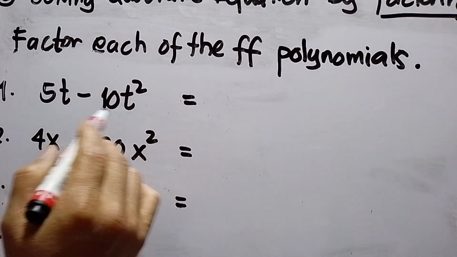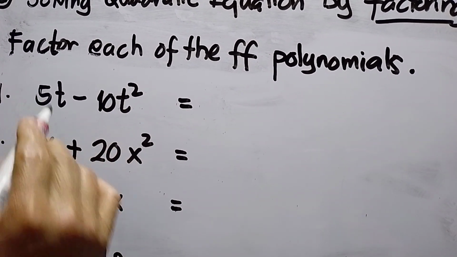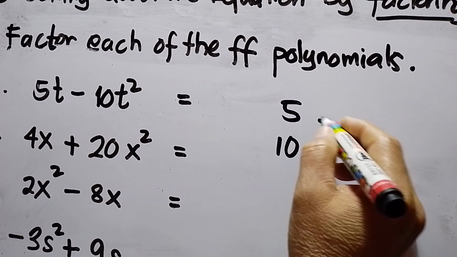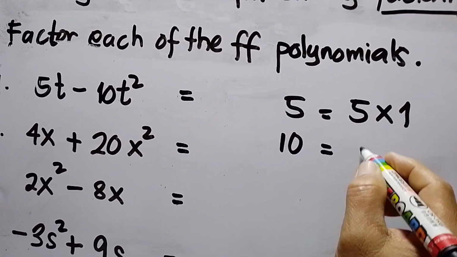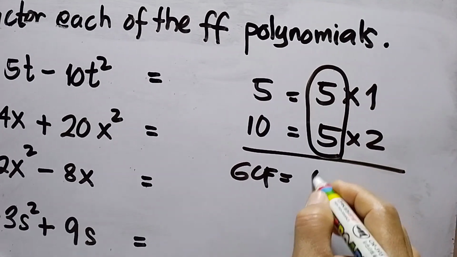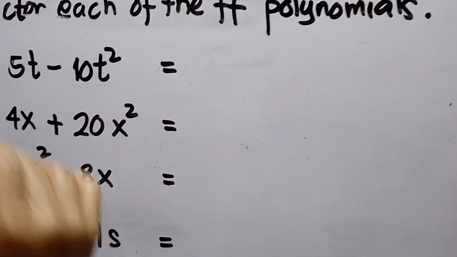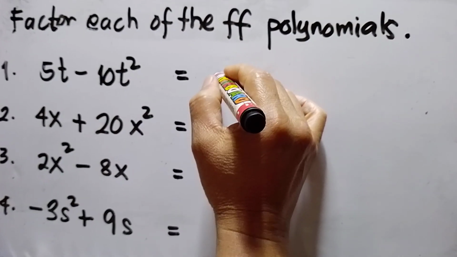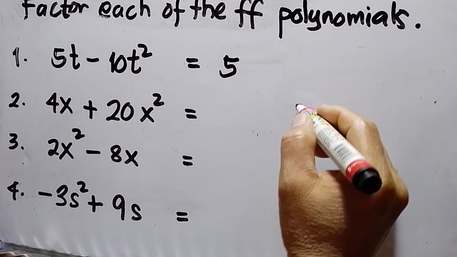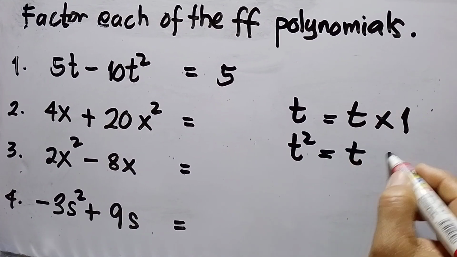So I have only two terms in number 1. So I need to get the GCF of 5 and 10. What is the GCF of 5 and 10? This will be 5 times 1, and then 5 times 2. So the GCF will be 5. Then how about the variable t? So t and t squared. This will be t times 1, then t times t.